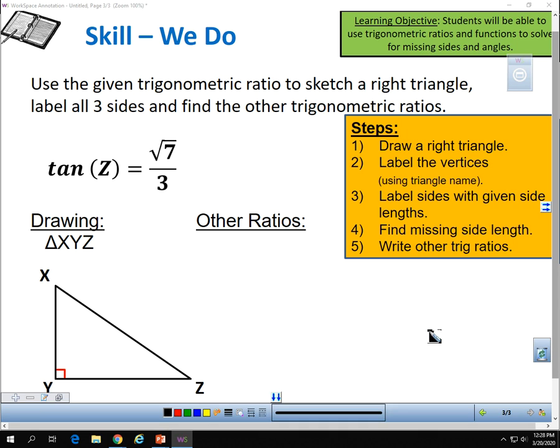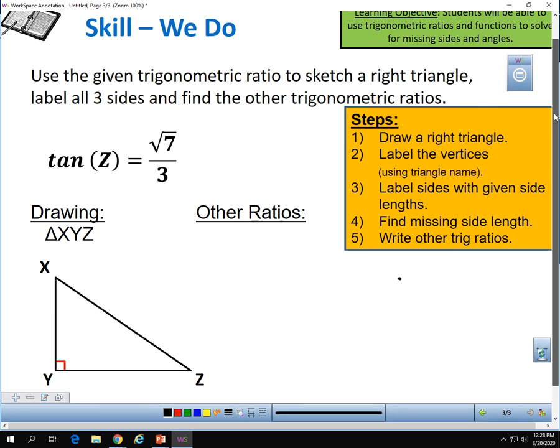Hello, this is part 2 of the video finding trigonometric ratios from a given ratio. In this problem, we are going to complete these 5 steps before we have finished it. So step number 1, we have to draw a right triangle. This is already given to us.